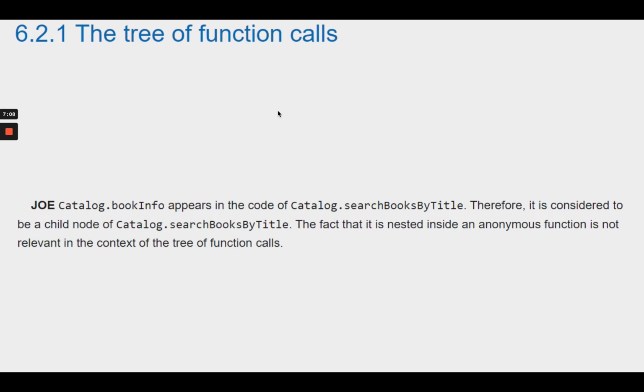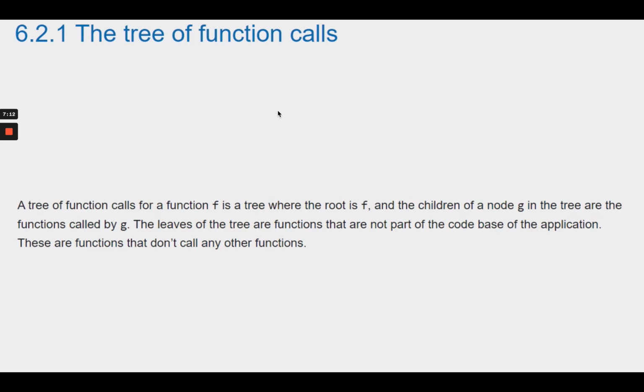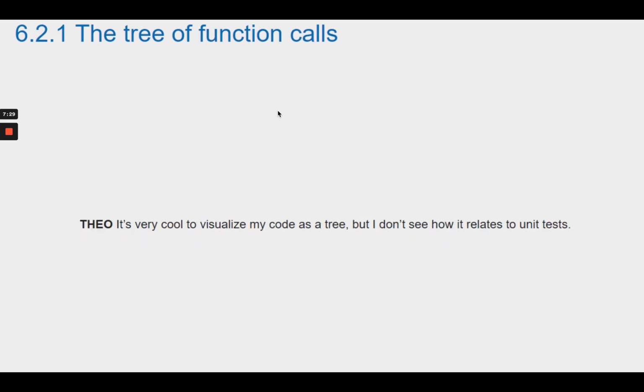of function calls. Note: a tree of function calls for a function f is a tree where the root is f and the children of a node g in the tree are the functions called by g. The leaves of the tree are functions that are not part of the code base of the application. These are functions that don't call any other functions.